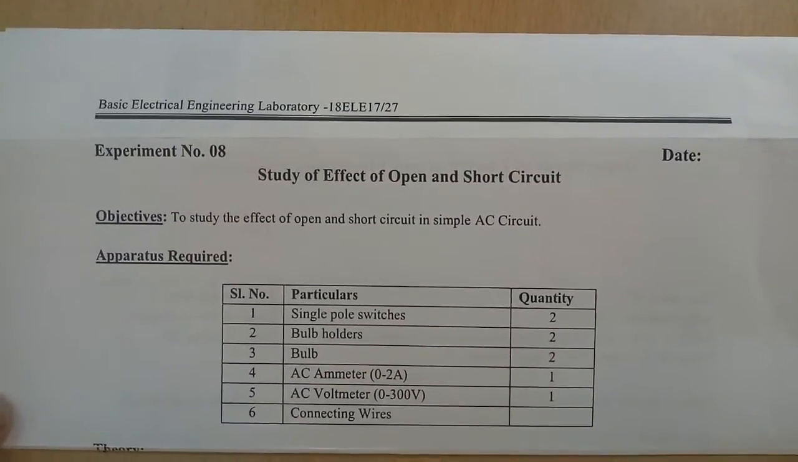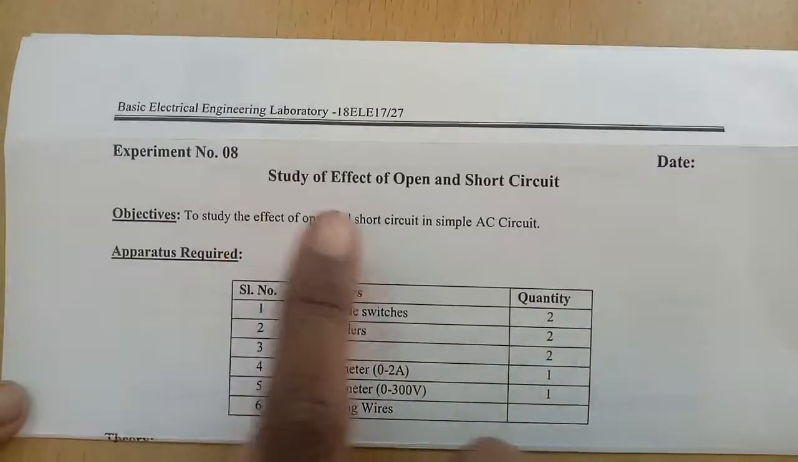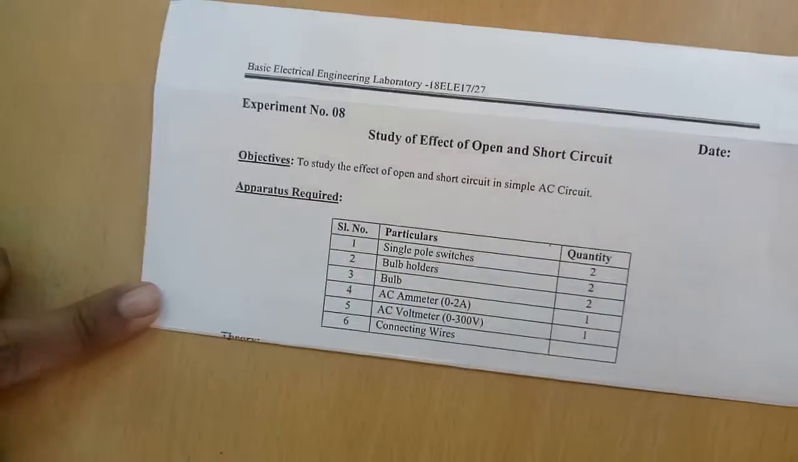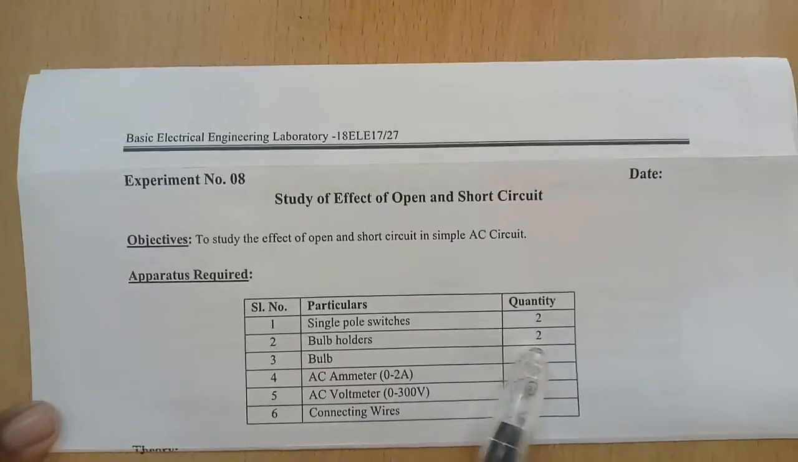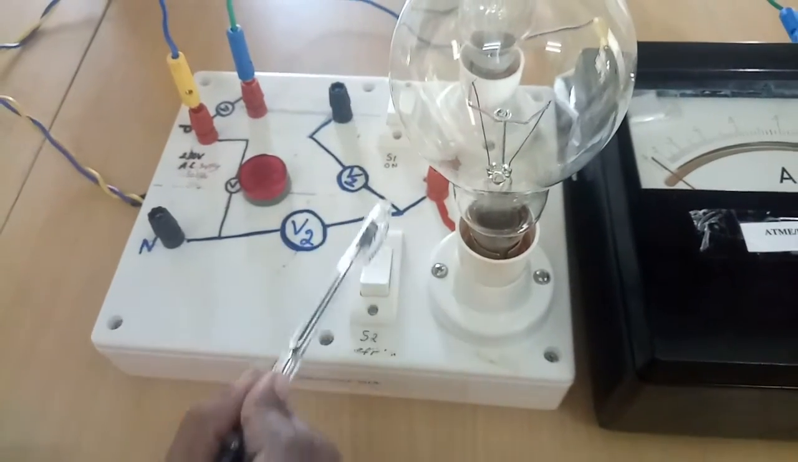Now I am going to discuss the experiment, that is a study of the effect of open and short circuit. So here the apparatus required are single pole switch 2. Here we need two pole switches in the board. Two pole switches, that is in a number 2.